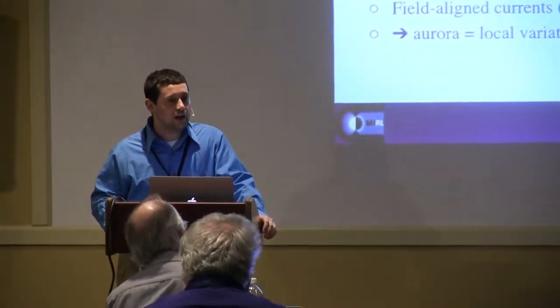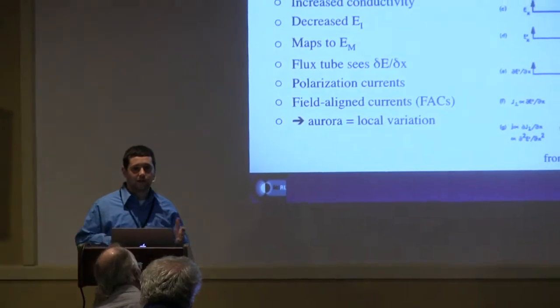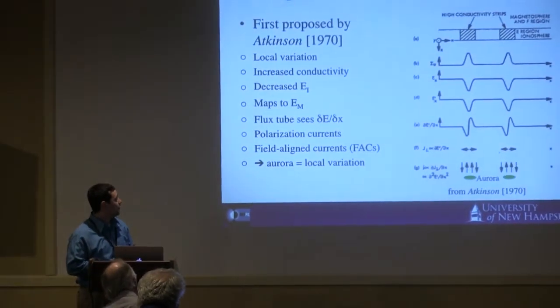I'm Ian Cohen. I'm a graduate student at UNH working with Mark Lessard. And today I'm going to be talking about ionospheric feedback instability. So a quick review. This was introduced by Jerry Atkinson as a theory to describe the formation of stable arcs.